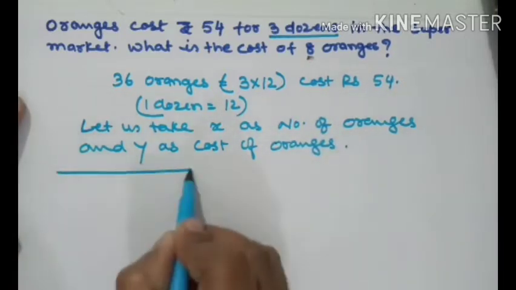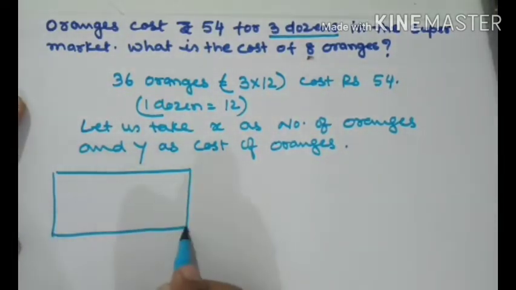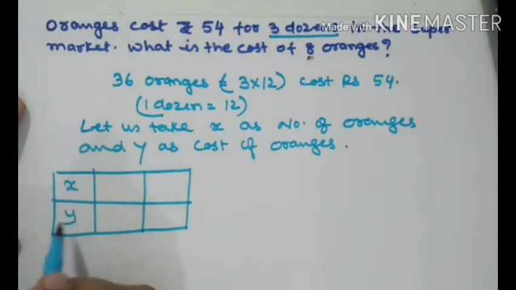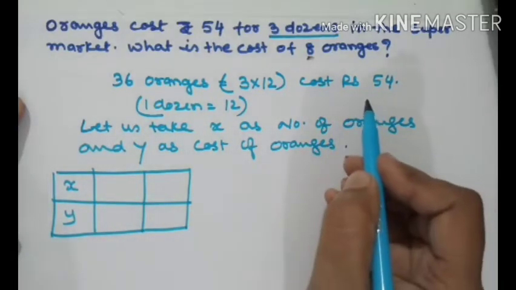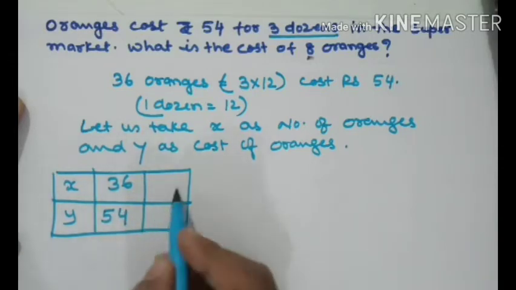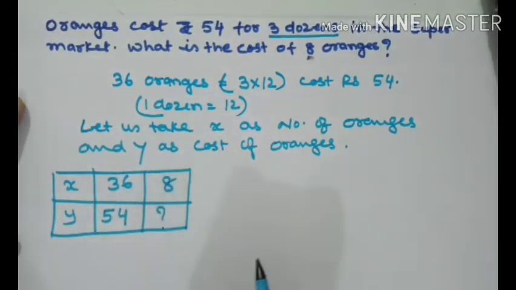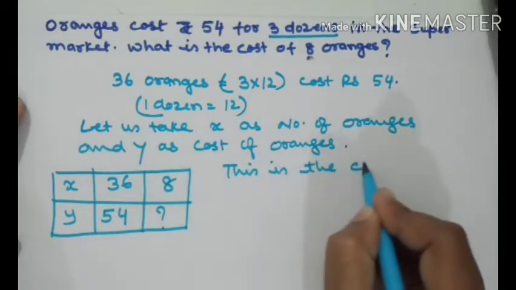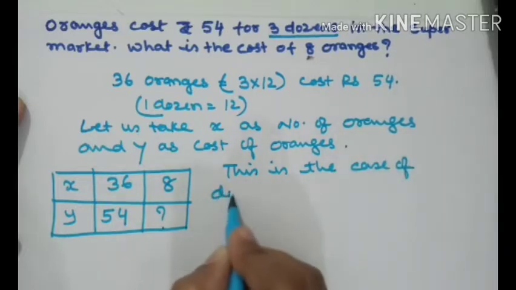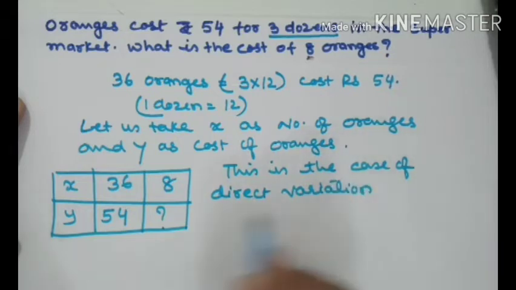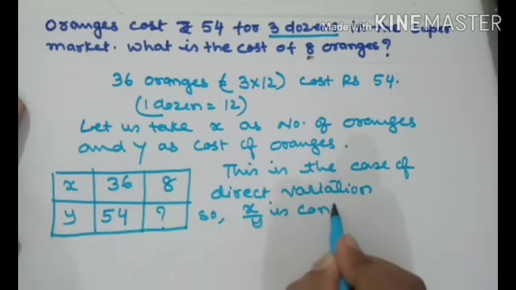Let us quickly make the table first. See, when you make the table, it becomes easier for you to solve the questions. X and Y. So, see here, cost of 36 oranges is 54. So, if you want to buy 8 oranges, what will be the cost? This is the case of direct variation. We have already discussed. So, X by Y is constant.